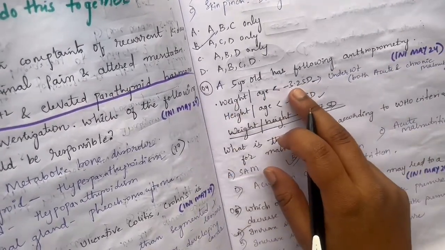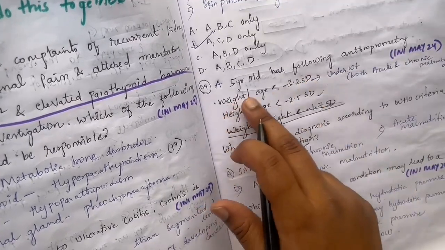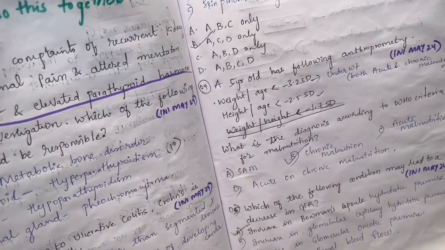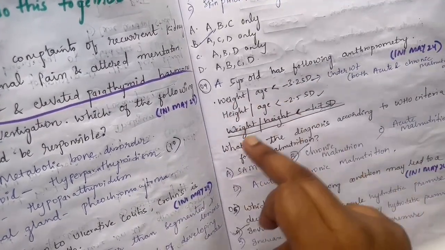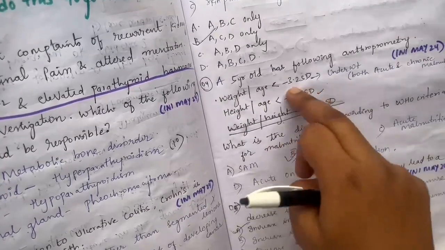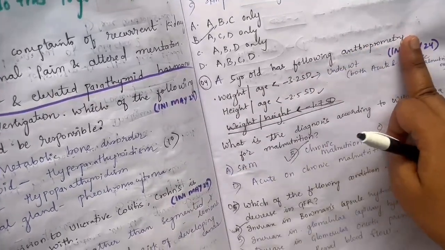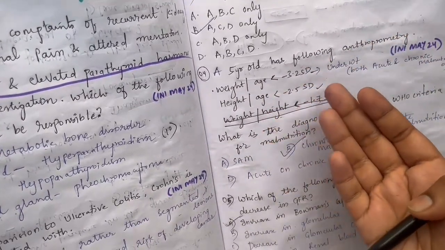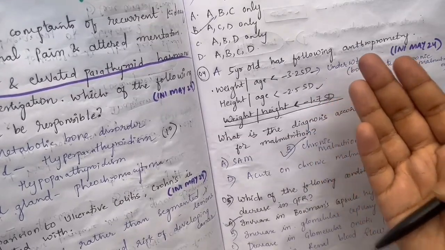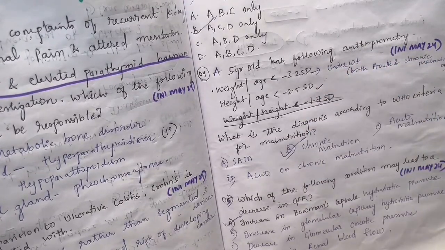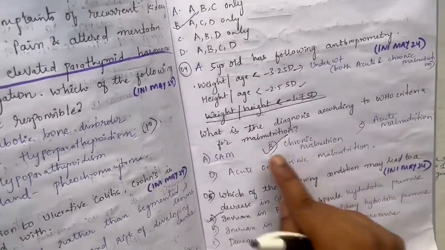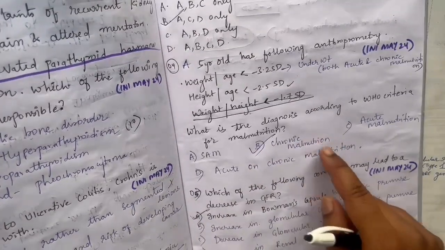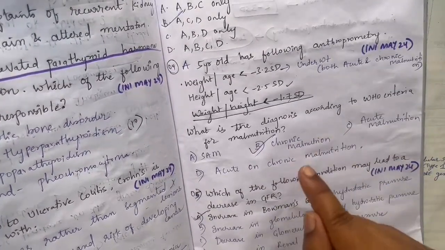Weight by age less than -3.2 standard deviation. Weight by age is not that important. We only consider height by age and weight by height. So weight by age -3.2 standard deviation is only underweight, as explained by the Marrow faculty, Pediatric sir. So here the answer is chronic malnutrition only. If you have any doubt in this, open your book, revise this again.